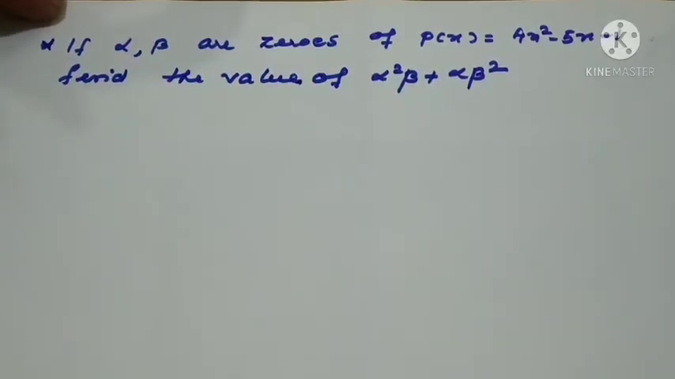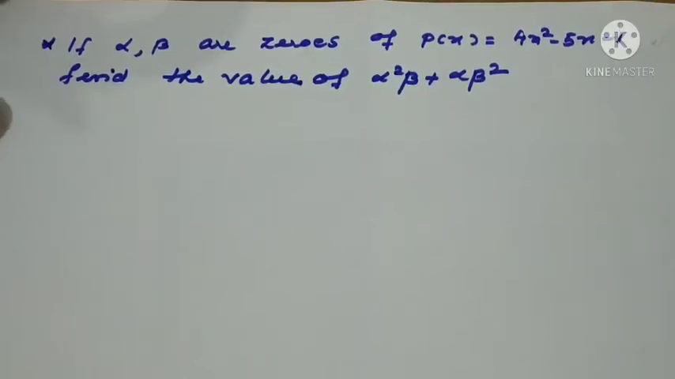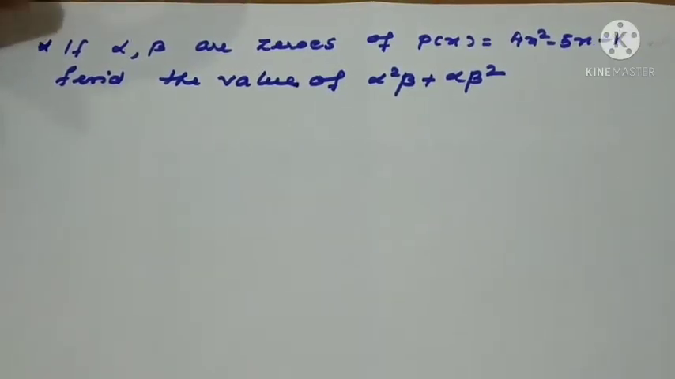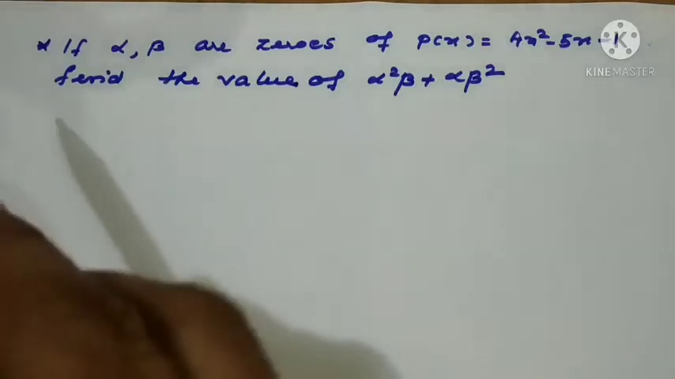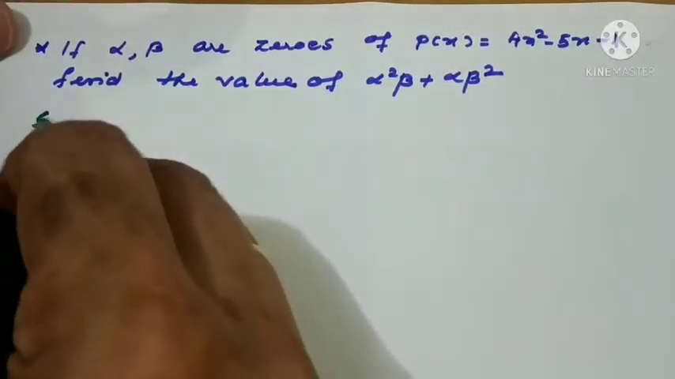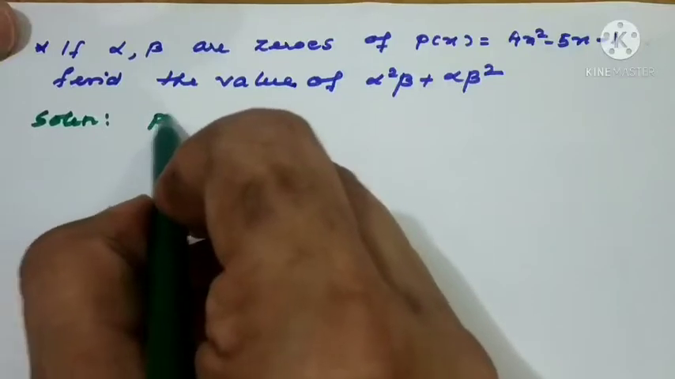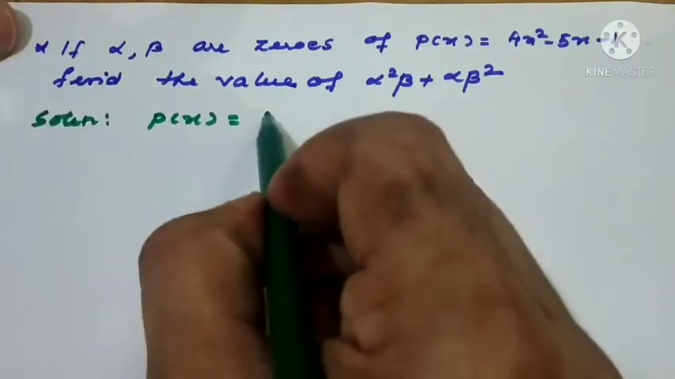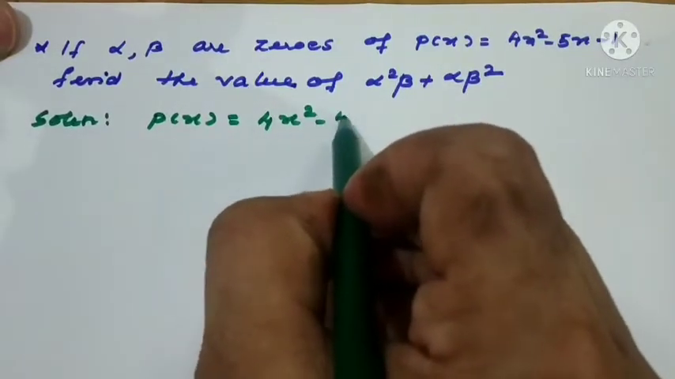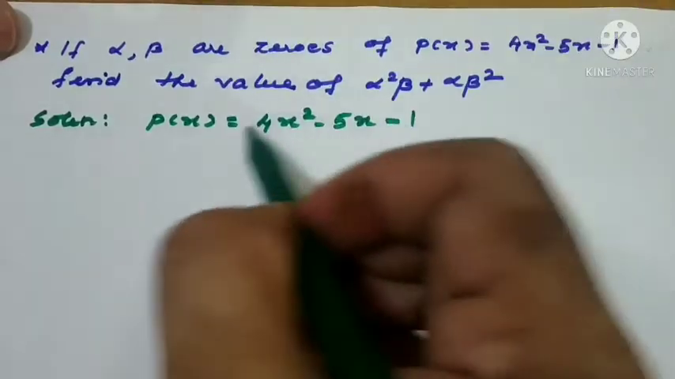If alpha and beta are zeros of p of x equal to 4x square minus 5x minus 1, find the value of alpha square beta plus alpha beta square. So we'll take down the solution now. First of all, we should write the polynomial p of x equal to 4x square minus 5x minus 1. So what is A?